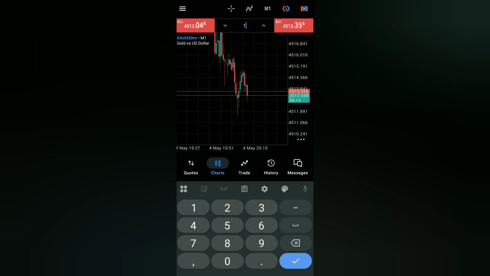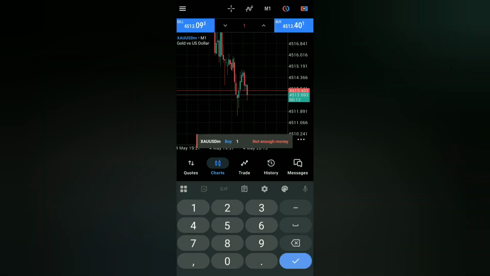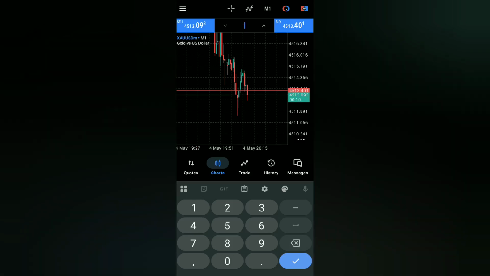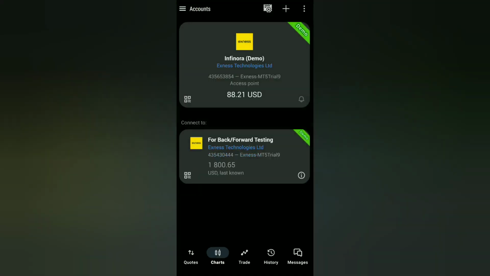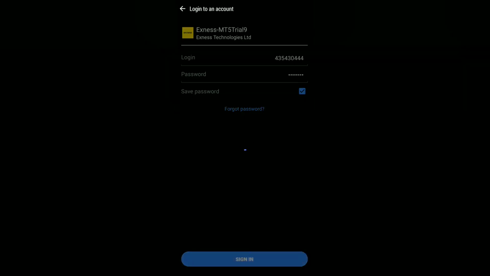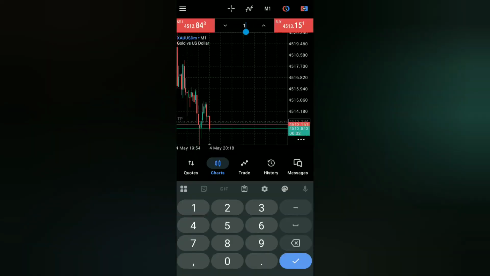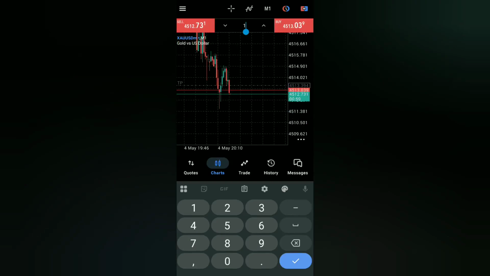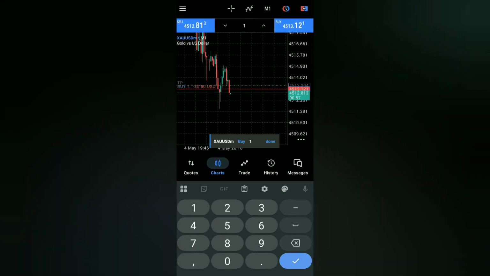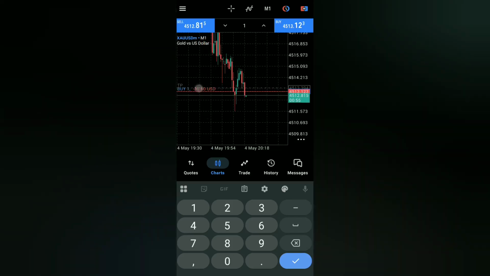Let's say 1, just enter buy. Not enough money. Okay, let me change to my other account so you can understand this better. Let's change it now. $1 now. I see $1. Let's enter buy now. Boom. We lost $30 just by entering.